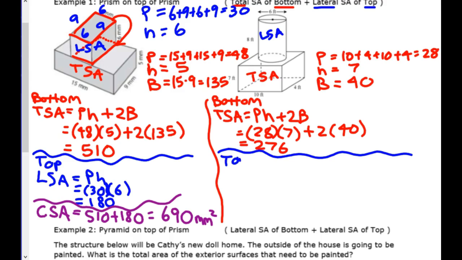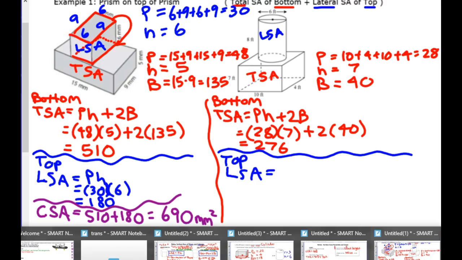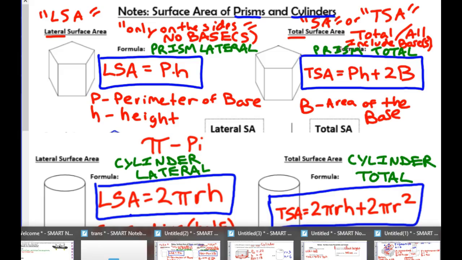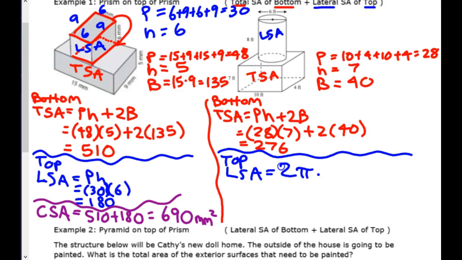And then, for the top, just like the last time, I need the LSA, lateral surface area. But this is not a prism, it's a cylinder. What's the lateral surface area of a cylinder? Well, we go back to our notes. It is right here, 2 pi RH, right? So 2 pi RH. What is R? Half of 6 is 3. H is 8. So 2 times pi times 3 times 8.